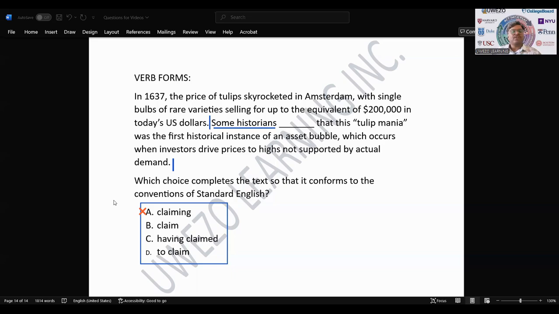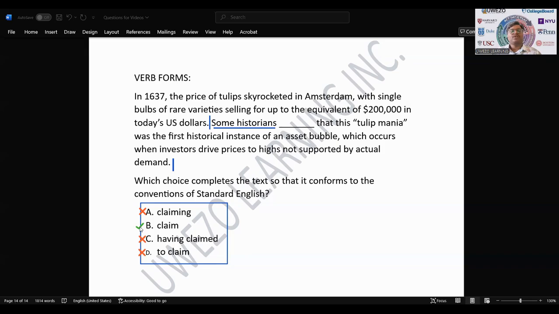Option C says having claimed. Having claimed is again a non-finite verb. Non-finite verbs cannot be the main verb, so option C can also be crossed out. Option D says to claim. To claim, as we discussed some time ago, has to, which is an infinitive. Infinitives cannot be main verbs either. So the right answer here has to be claim, which is a finite, or you can say main verb, for some historians.